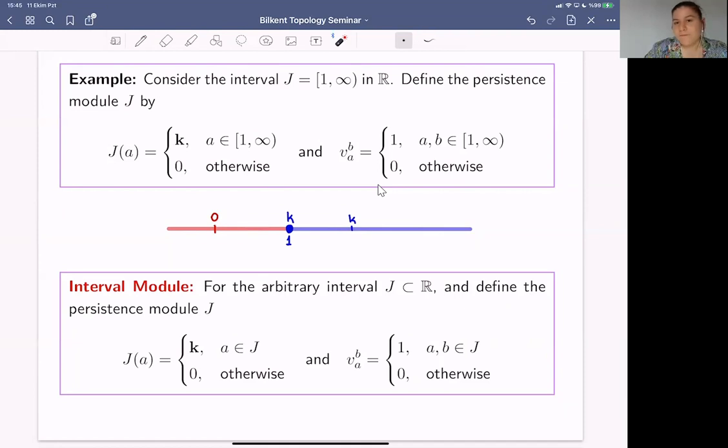And you can generalize this idea to any interval. Let's say J is an interval in R. If you are inside of this interval, you are assigning to each point the field K. And if you are outside of this interval, you are assigning zero vector spaces. So this is what we call an interval module.